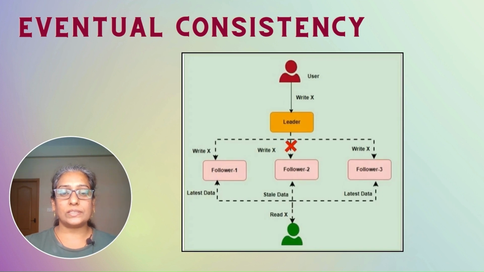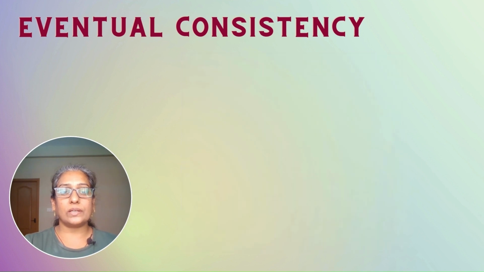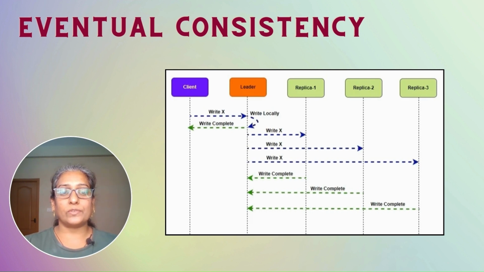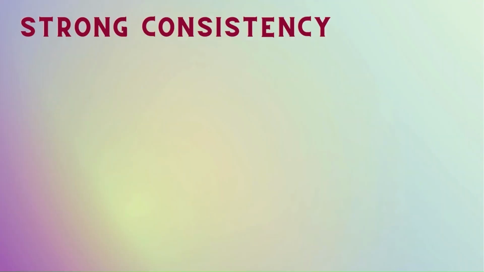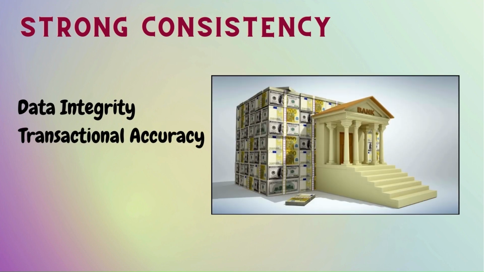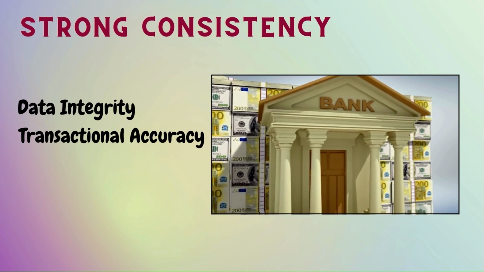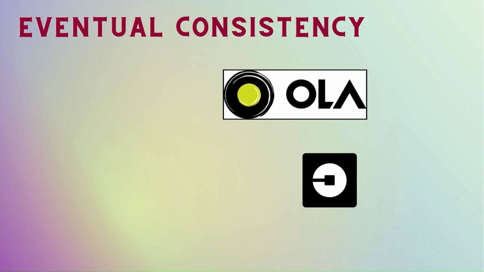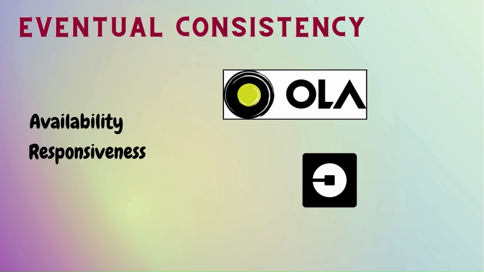Eventual consistency is less strict than strong consistency and allows temporary inconsistencies during asynchronous updates across nodes. This approach focuses on keeping the system available and working even if there are network problems. As we discussed earlier, applications that prioritize data integrity and transactional correctness, such as financial systems, may opt for strong consistency despite potential availability trade offs. On the other hand, applications like Uber or Ola may prioritize availability and responsiveness over strict consistency, making eventual consistency a more suitable choice.